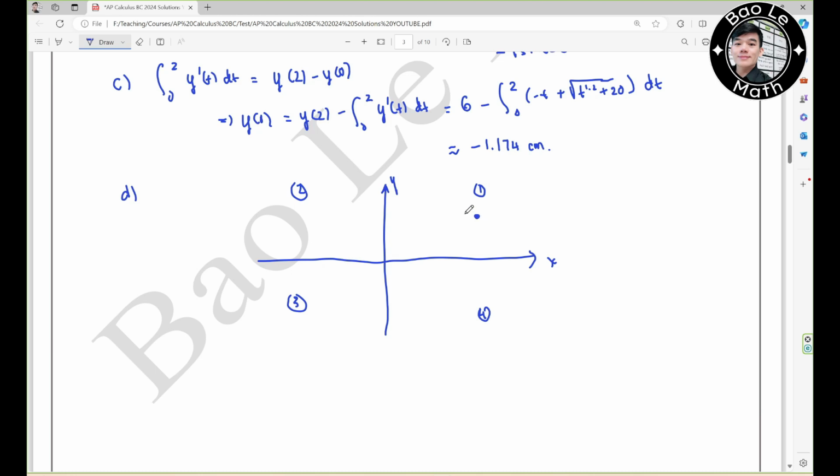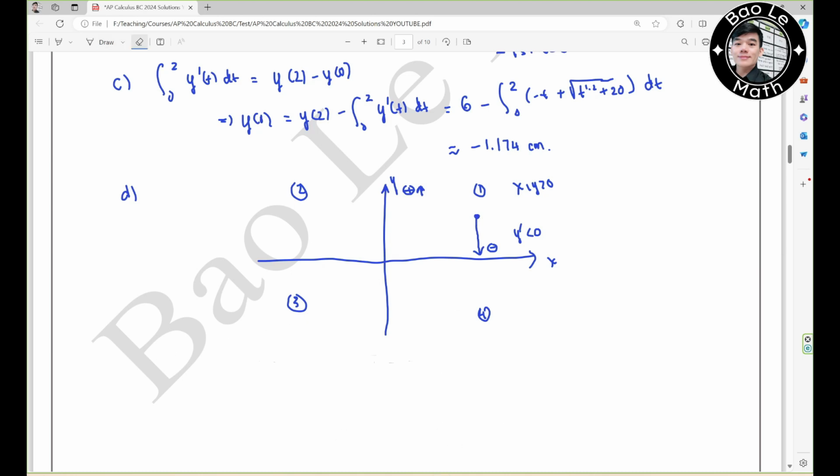So in the first quadrant we know that s and y are always positive. Because the particle moves toward the s-axis, this will be the negative direction. We know that this is positive right here. So negative direction means y prime should be less than 0. Right? So now we just graph this one.